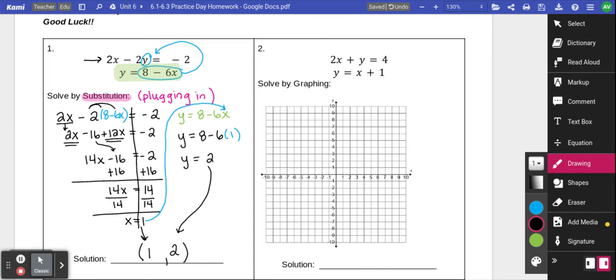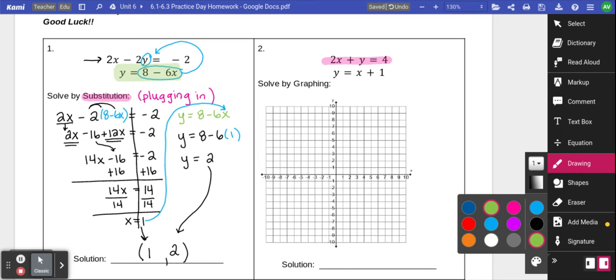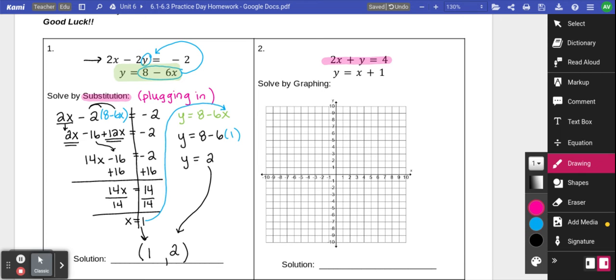That is a quick review of how we do a substitution problem. Let's also take a second and review how to solve by graphing. So when I need to solve an equation by graphing, I'm going to start by graphing both of these equations. And in this problem, that means I'm going to start with 2x plus y equals 4. Now, in this equation, I'm going to find two things. I'm going to find the x-intercept, and I'm going to find the y-intercept.